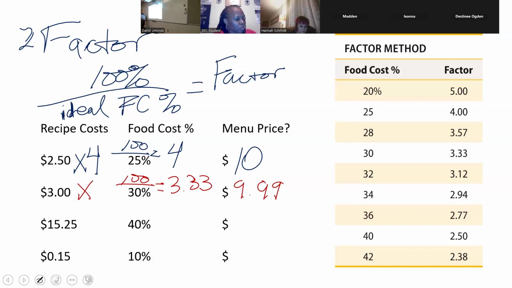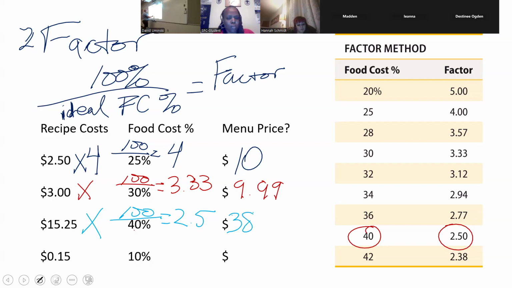All right, what is our factor for 40%? 2.5. So 100 divided by 40 is 2.5. So we multiply, and what's $15.25 times 2.5? 38.13. Okay, perfect.